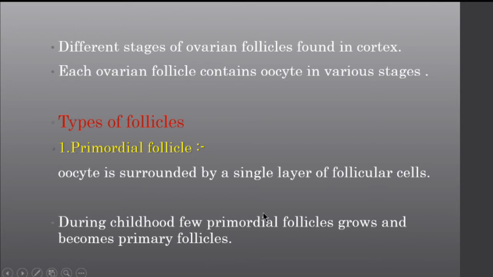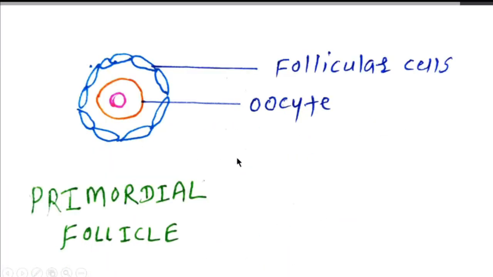During childhood, a few primordial follicles grow and become primary follicles. What happens during childhood? When a female baby is born, the ovary of that baby contains too many primordial follicles. During childhood, a few primordial follicles start to grow and become primary follicles, or get converted into primary follicles. But which primordial follicles are selected to be converted into primary follicles is still unclear. The research is going on.